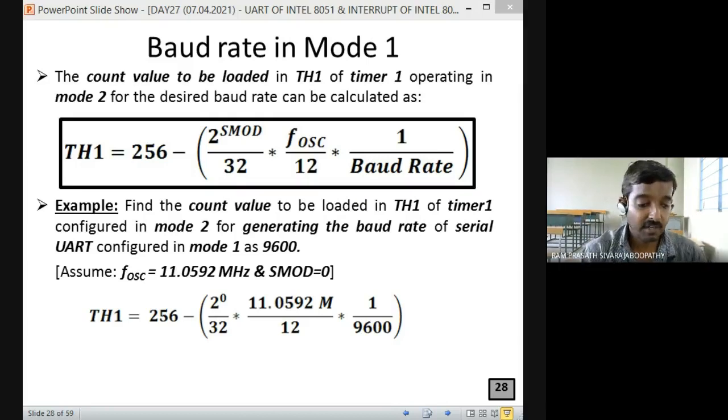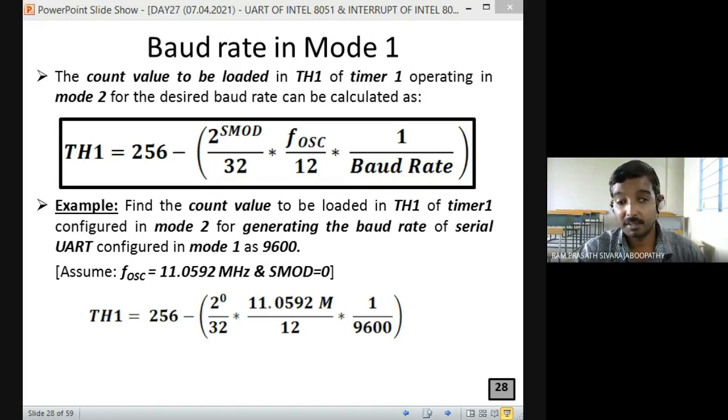Fine. Again, this value must be divided by the baud rate, divided by 9600. So what about the value you will be getting now? Kindly type it in the chat. Yes, very good. So we are getting the value as 3, correct? Now this value has to be subtracted from 256. So 256 minus 3 is equal to 253, which is equal to FBH. Correct?